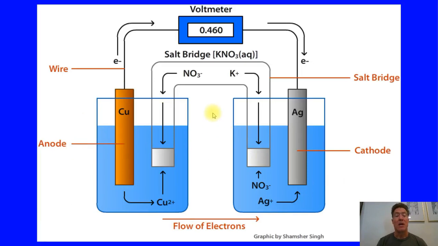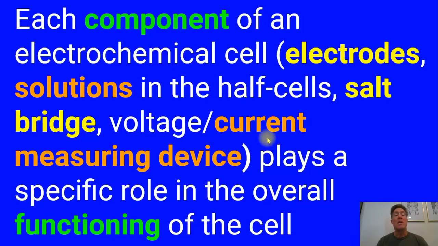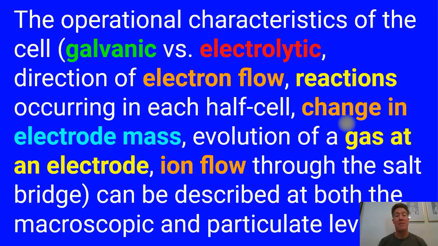And this is two half cells. We have a reaction happening here between the copper and the silver. What's happening here is that as one of these oxidizes, the other one is going to be reduced, and there will be a flow of electrons from one half cell to another. Now, each component of an electrochemical cell, including the electrodes and the solutions and the salt bridge and a current measuring device, all play a role in the overall functioning of the cell.